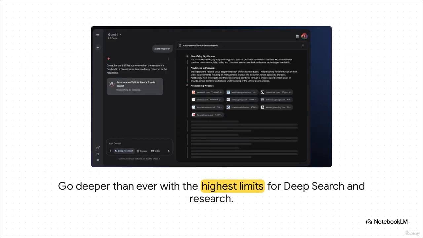And what does all that power mean for you? It means you can go deeper into your work than ever before. You get features like deep research, but with the highest possible limits, which is really designed for when you need to tackle those super complex problems and analyses.